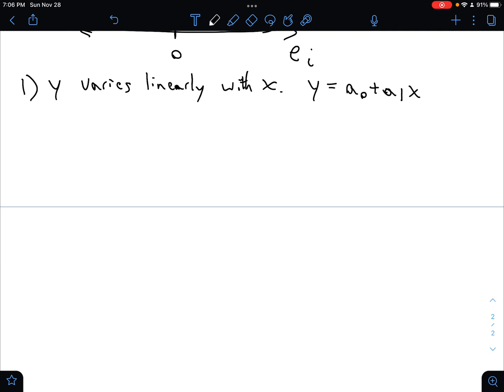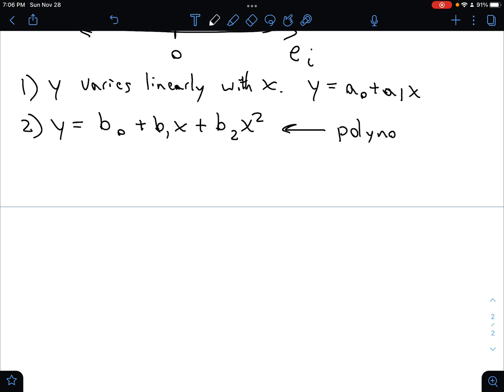Remember, I'm referring to the theoretical curves. Number 2 is I'm going to say y is equal to, let me change the name here. I'm going to call this B0 plus B1x plus B2x squared, just to make it clear that I'm talking about different parameters. So this is a polynomial or quadratic relationship.